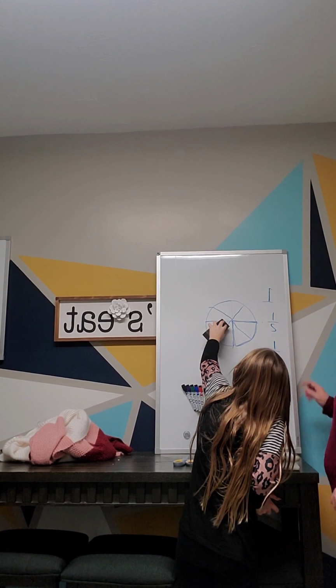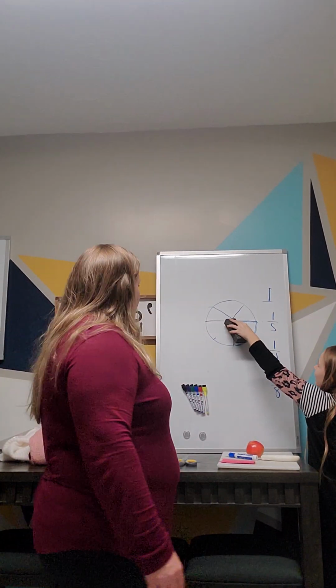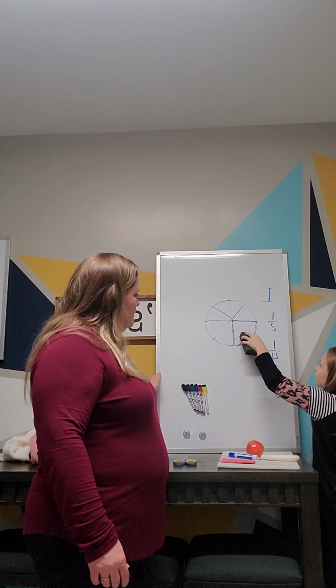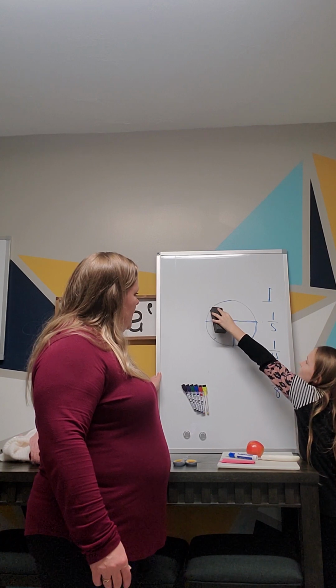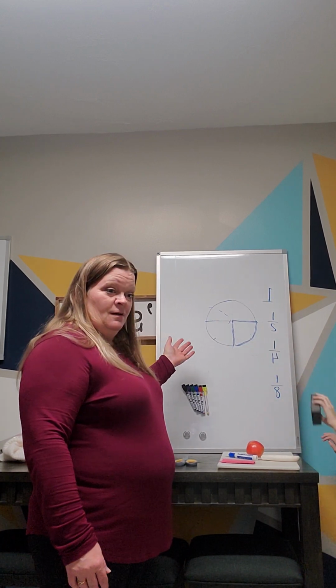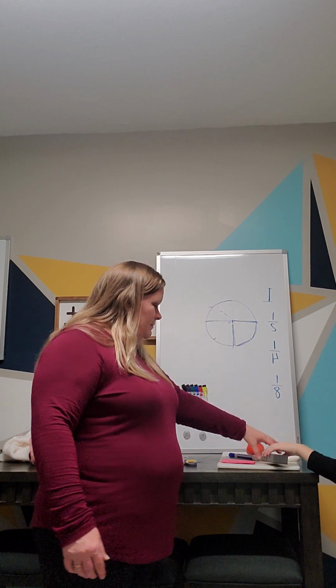Want me to move it up for you? Want to come over here so you can reach it? Come on this side so you can reach it there. Oh yeah, look at her being smart. Now, how many do we have? 1, 2, 3, 4. Good job.